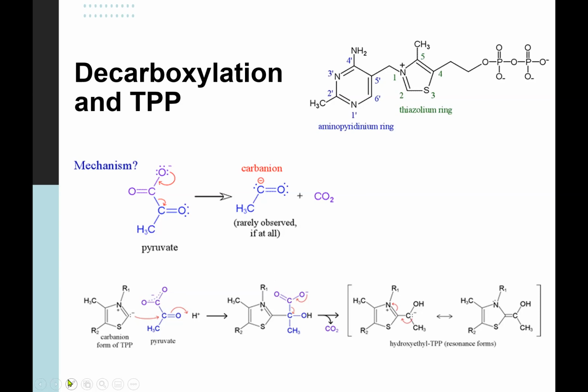So one of the things that this TPP does is it stabilizes any potential carbanion intermediate by forming this thing called a hydroxyethyl TPP. And we do have a nucleophilic attack on this carbonyl carbon here. And after a series of arrow pushing events here, we get the decarboxylation and then stabilization of this new derivative through resonance, bottom line.